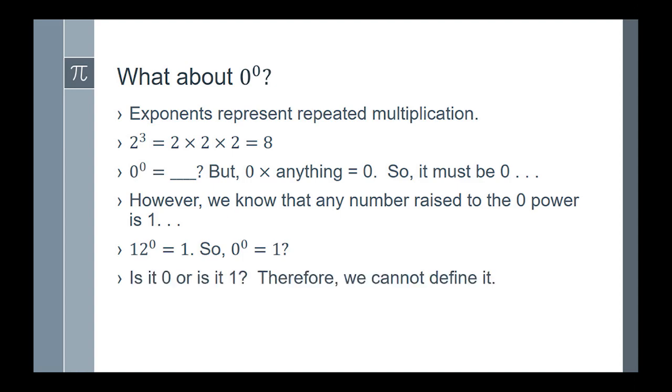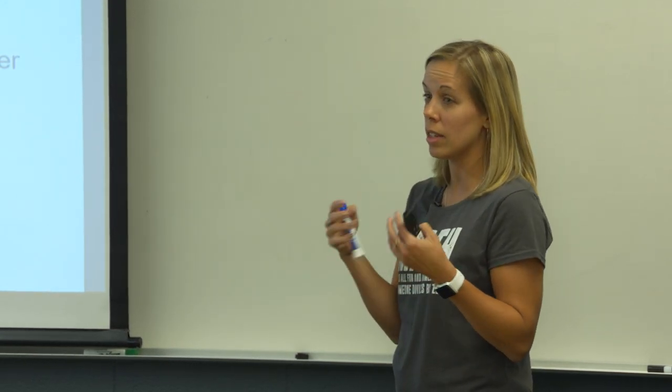We can't define it. Also, if we just think about we're multiplying 0 times itself 0 times, that means we don't have anything there. We don't even have 1 zero, because that would be 0 to the first power. This is saying we have 0 zeros, so what does that mean?